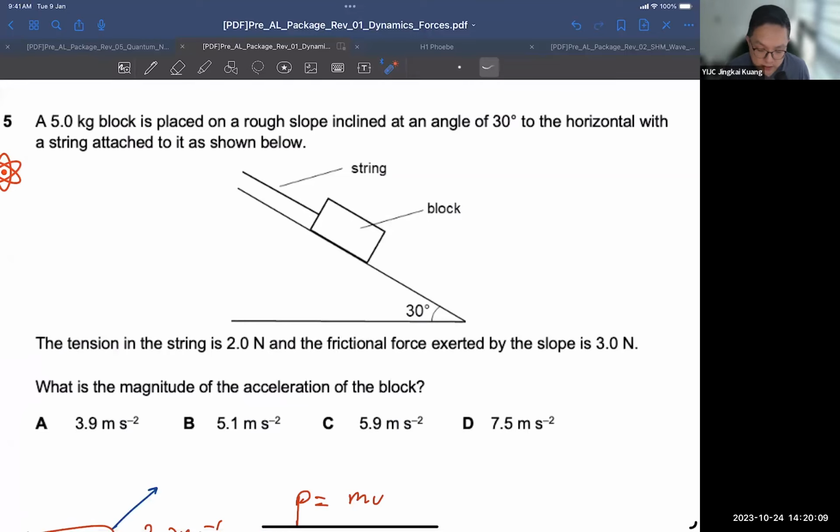Let's draw the forces first. Standard, start with a free body diagram for this block. So you have the weight here. And then, of course, you have tension here. Tension is 2.0. Weight is 5 times 9.81. Now the problem is the frictional force, which direction is it?